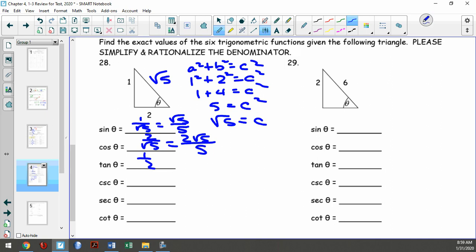And if I know these, then the reciprocal of sine, I'm going to take the unrationalized fractions, and that's going to give me square root of 5. This is going to give me square root of 5 over 2. This is going to give me 2. Do we understand how to do the triangle ones? Yes? Okay, next page.